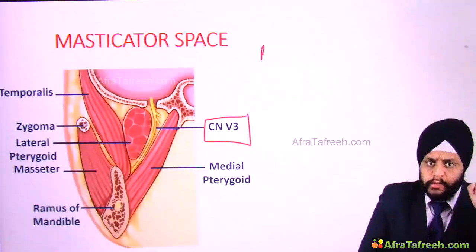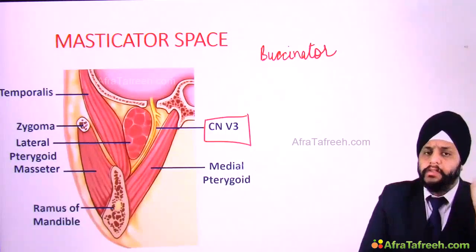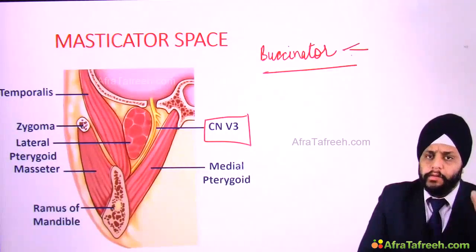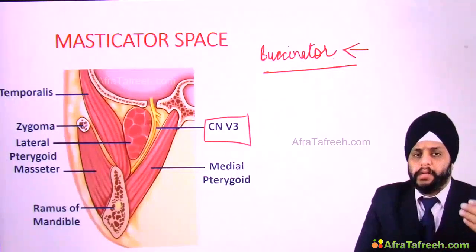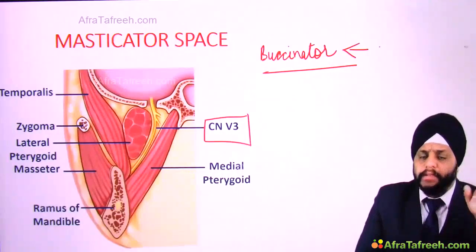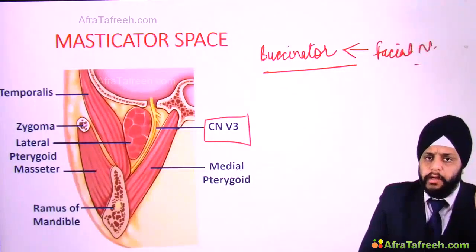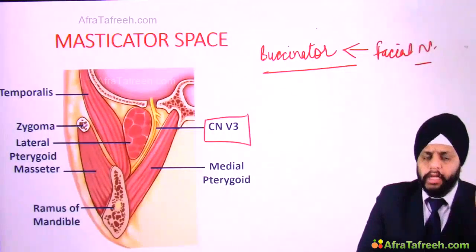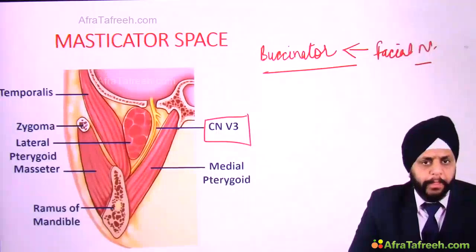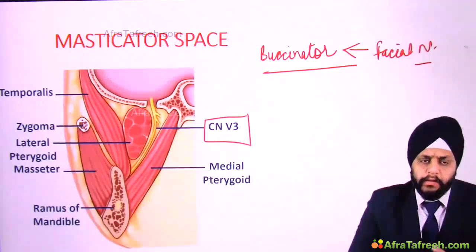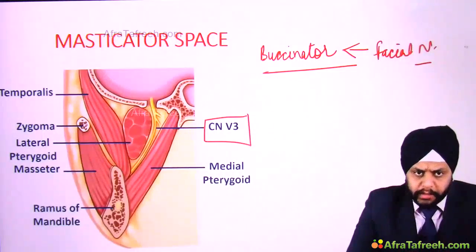The buccinator muscle is a muscle of facial expression. Primarily it is a muscle of facial expression, not a primary masticatory muscle. It is an accessory masticatory muscle. It is derived from the second arch, therefore it is supplied by the facial nerve. So no confusion, it is not a muscle of the first arch, it's a muscle of the second arch. Now you can see the nerve supply. You can see the different muscles.